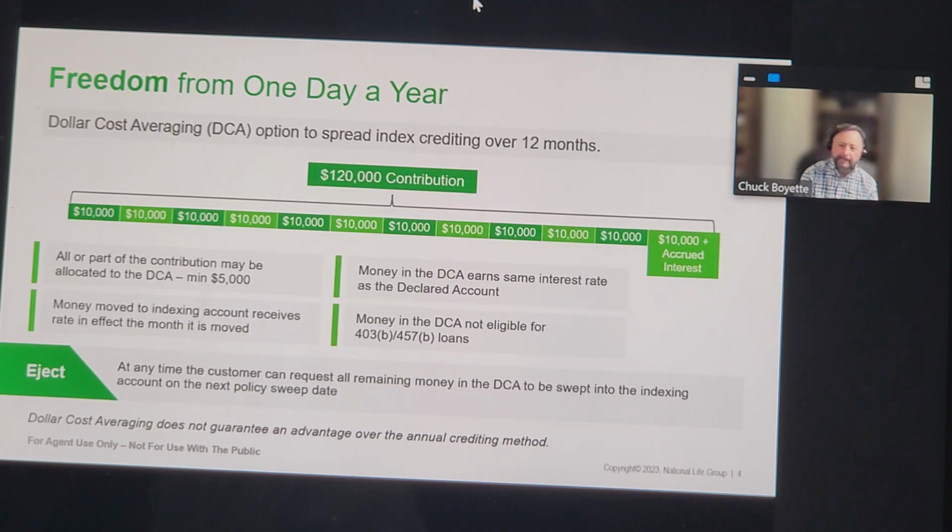But like I said, if they're putting in a lump sum, they don't want it all to go in at one time. They want more diversification. You can use the dollar cost averaging feature. The minimum is $5,000 for that. Money is going to be moved into the indexing account, which receives the rate in effect the month it is moved into. So, as you guys saw earlier, we have 1 year annual point to point, but we also have 2 year annual point to point. So it would go into the corresponding month.